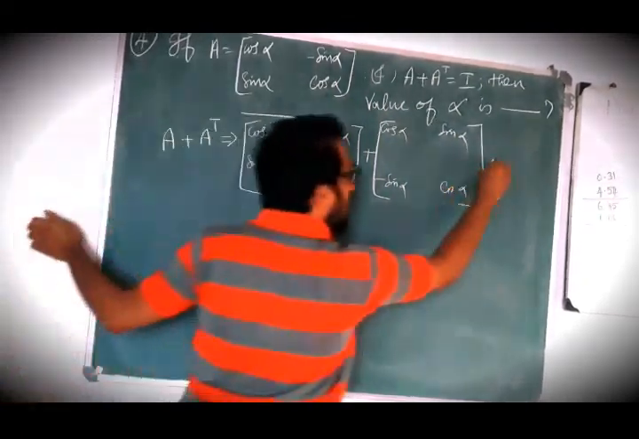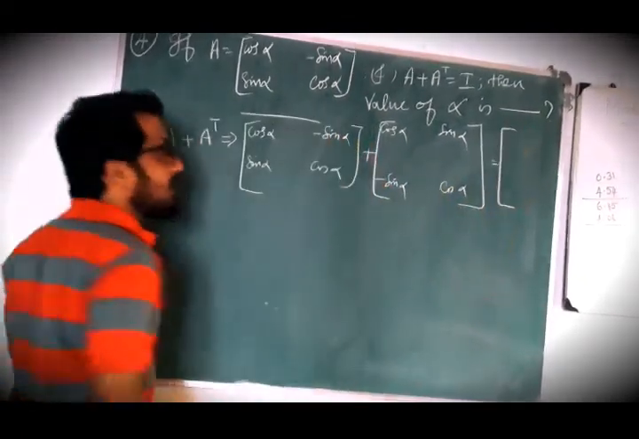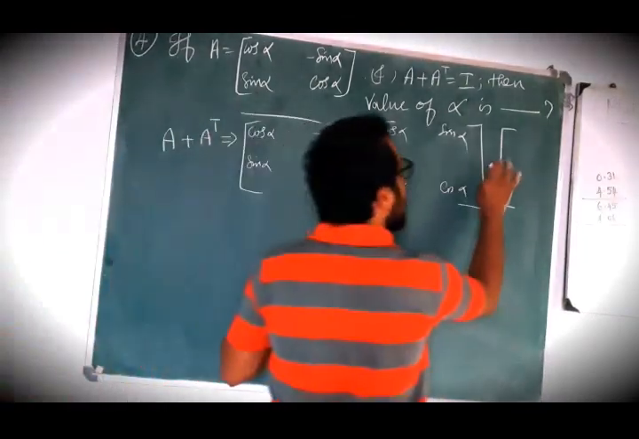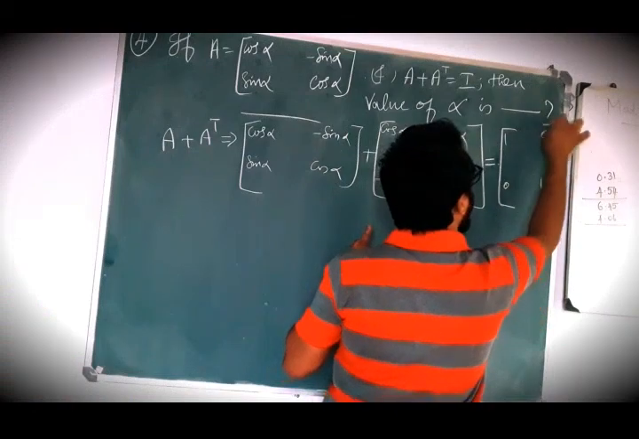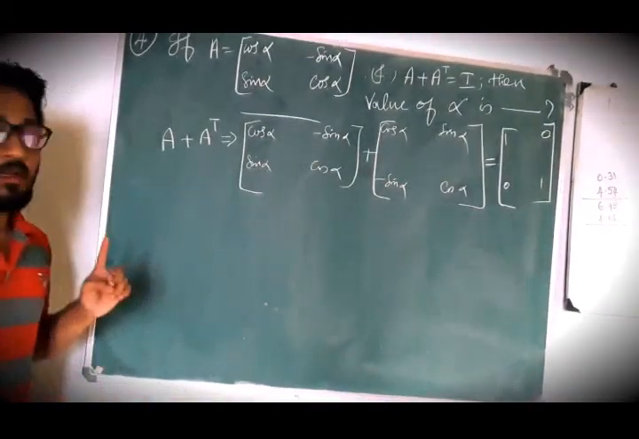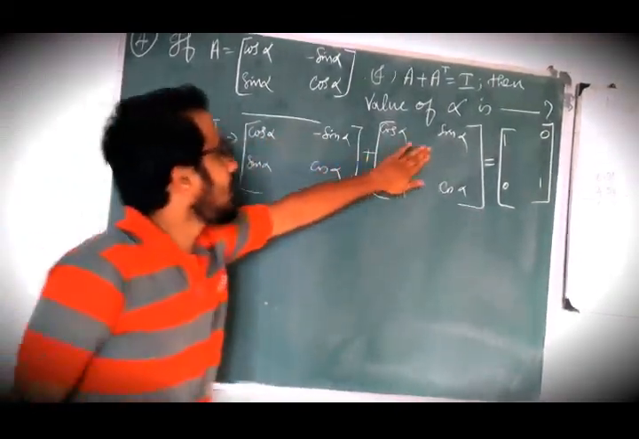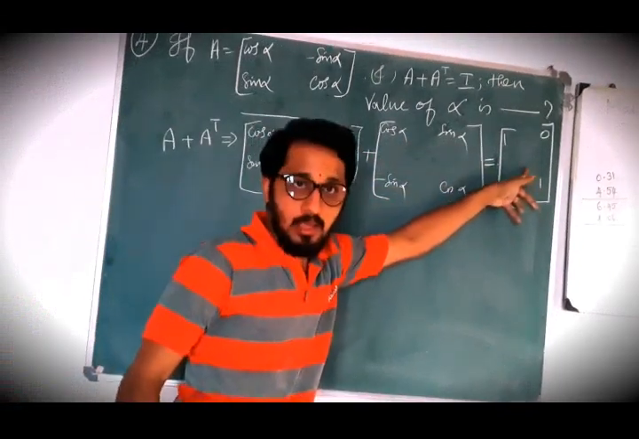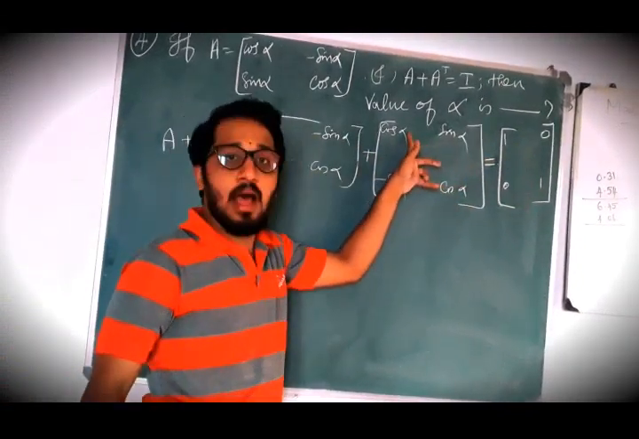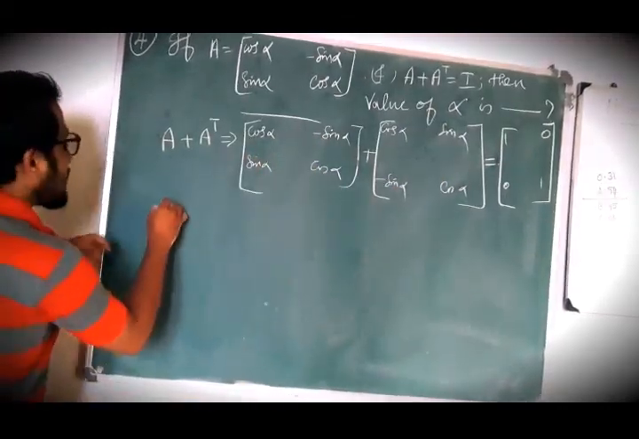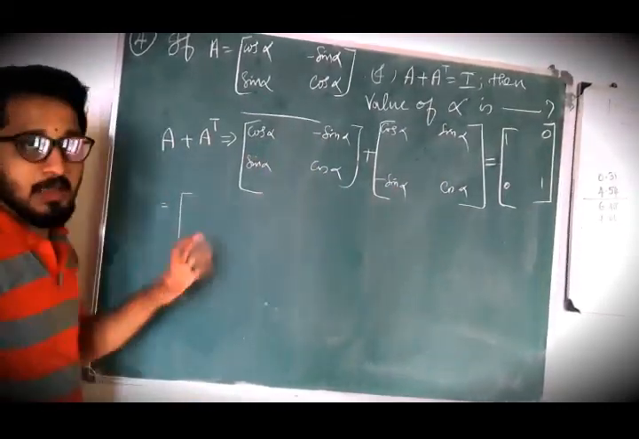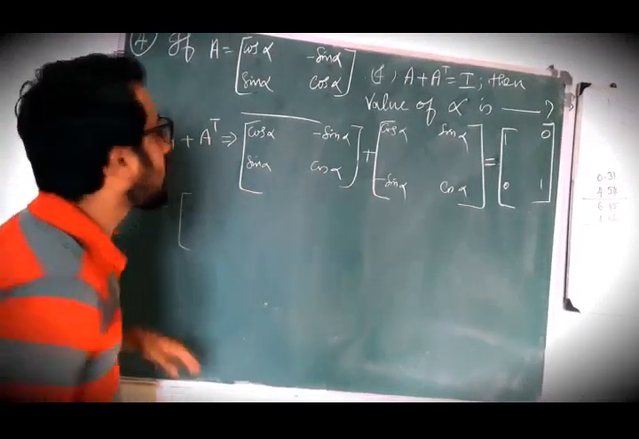So A plus A transpose is equal to I. That means identity matrix, 1 0 0 1. So far clear? A plus A transpose is equal to I, then find the value of alpha. Listen, addition is possible only when the order of the matrices is the same. Since the order is same, we can add two matrices.